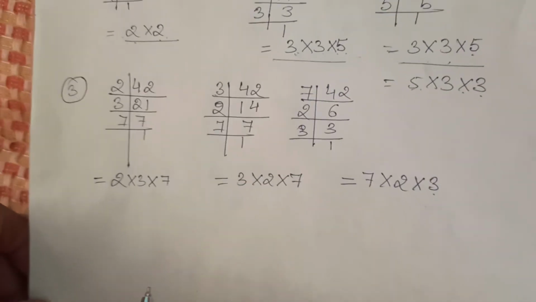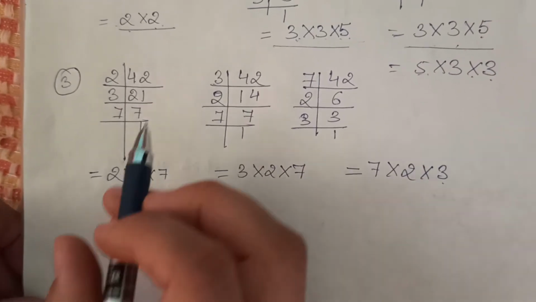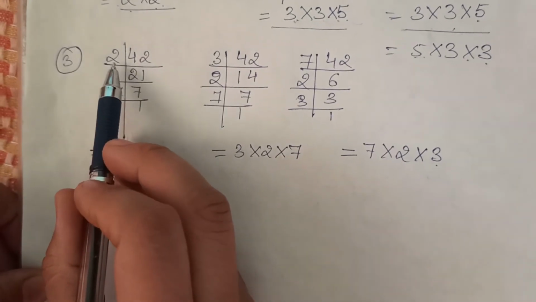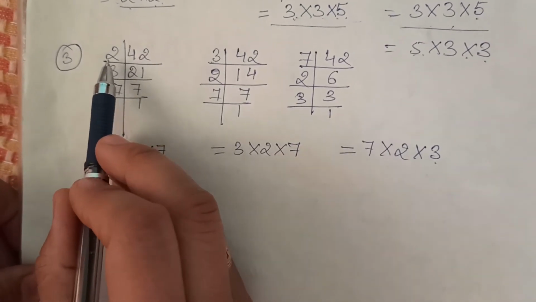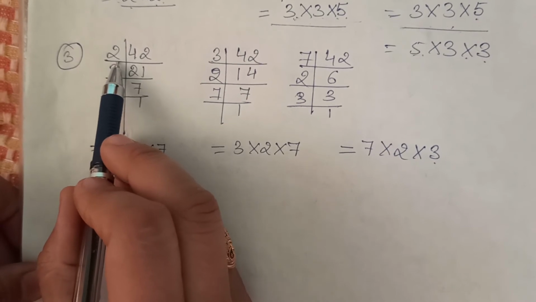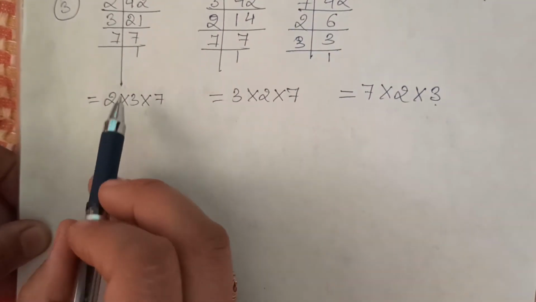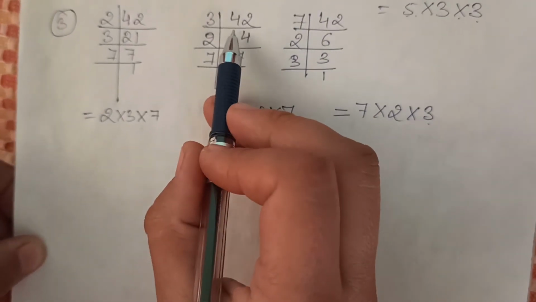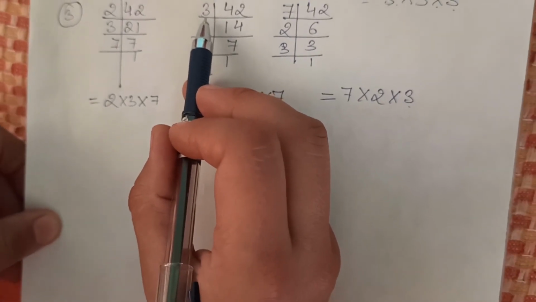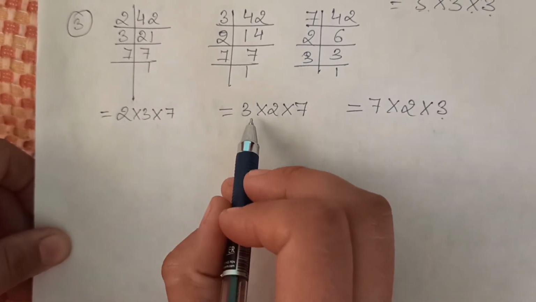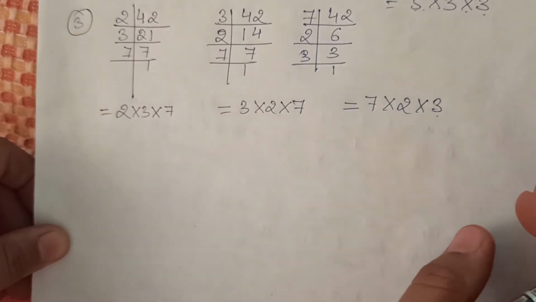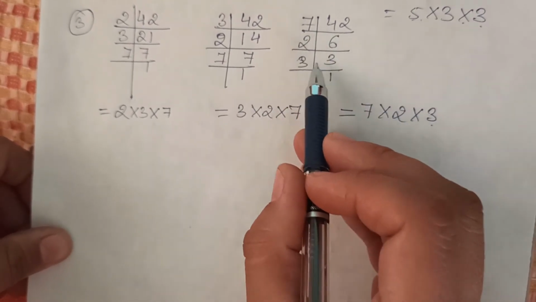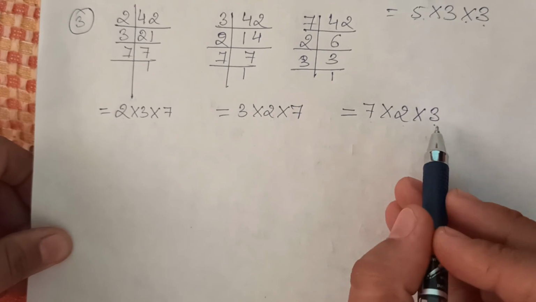I have taken one more example. Let us take 42. Now you see here, I have factorized 42 starting with different prime numbers. For example, first of all I started factorizing it with 2. So I get prime factors as 2, 3 and 7. Then I tried to factorize it with prime number 3. Then I am getting factors as 3, 2 and 7. And again I tried to factorize it with prime number 7. Then I am getting factors as 7, 2 and 3.